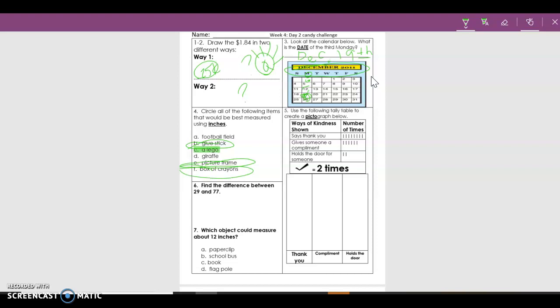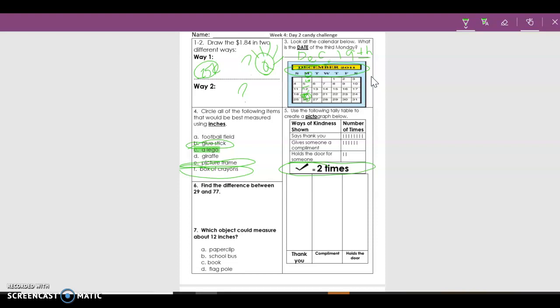Number 5, it says use the following tally table to create the pictograph below. Now, a pictograph is one that uses one picture, and I like to think of that O in picto as being one, just the same picture over and over. When we look at our tally chart, it gives us a key with a code that every check mark we make stands for 2 times.